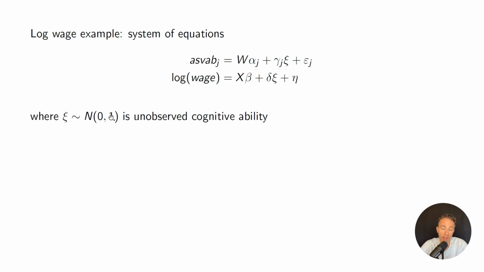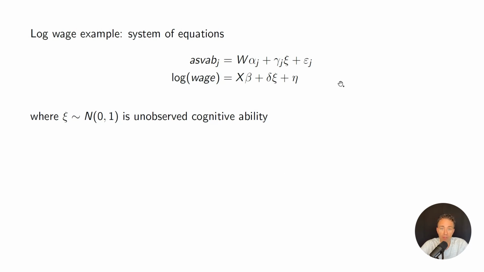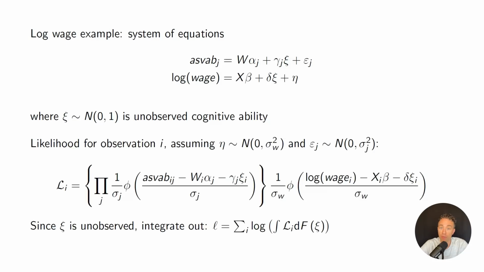as instructed in the identification video. If I didn't want to do that, then I would have to normalize one of these alpha j's to be 1. So those are our system of equations. So we have capital J plus 1 equations. And then we just write down the likelihood.